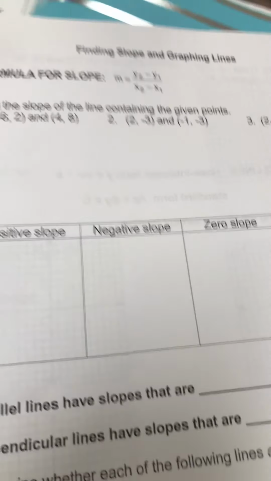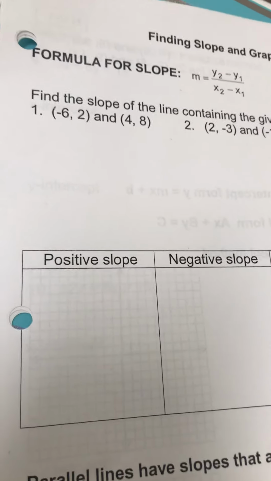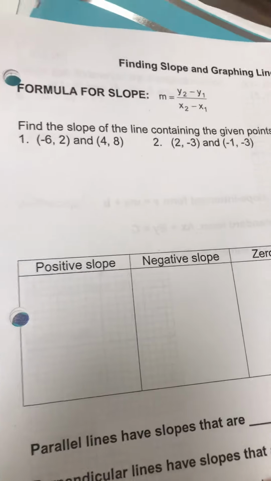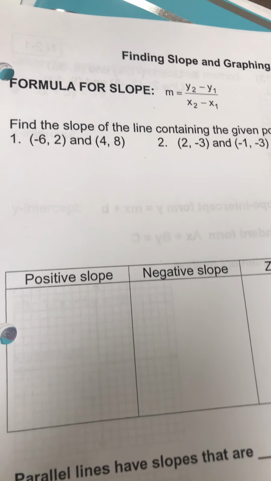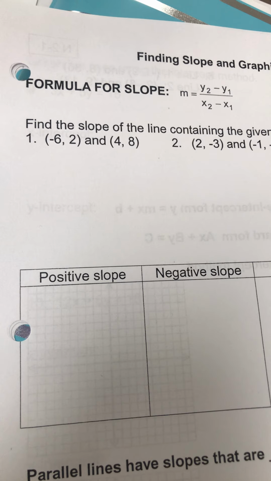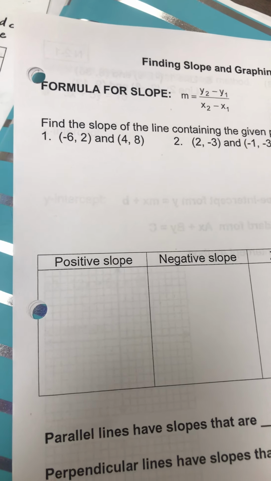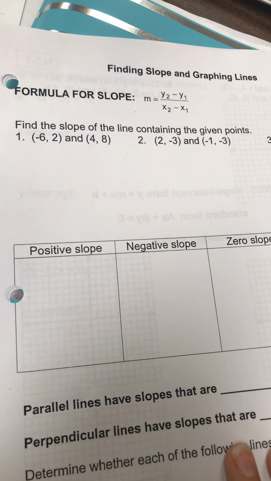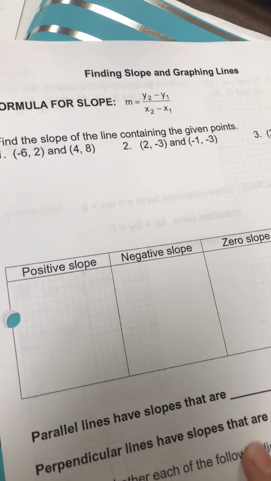Okay, so today we're going to do finding slope and graphing lines. This is the notes for 2-1. Okay, formula for the slope is m equals y2 minus y1 over x2 minus x1. So for the first group of questions, we're going to find the slope of the line containing the given points.